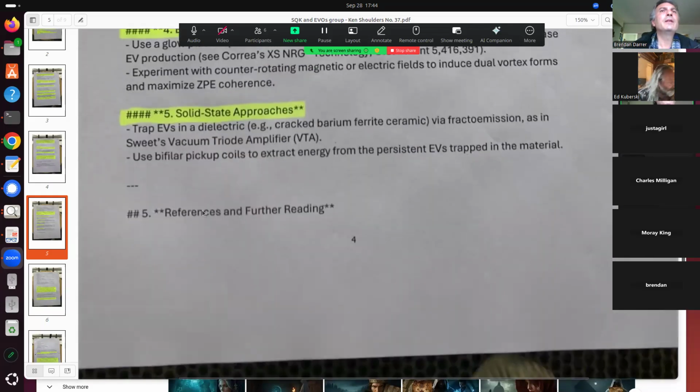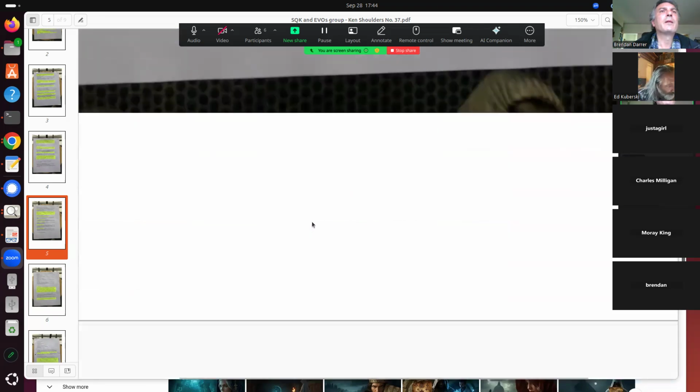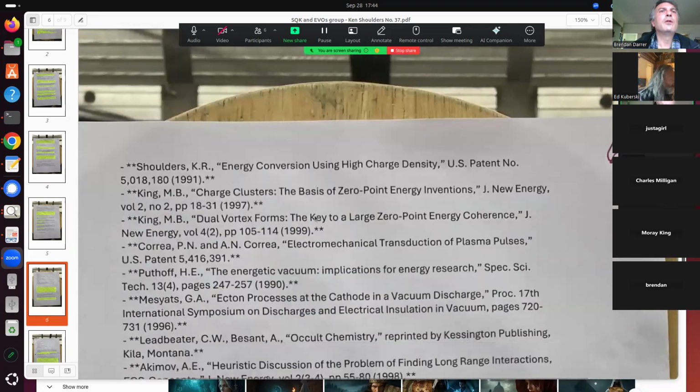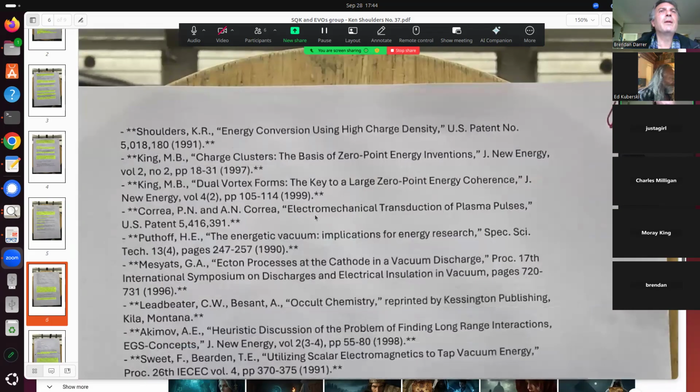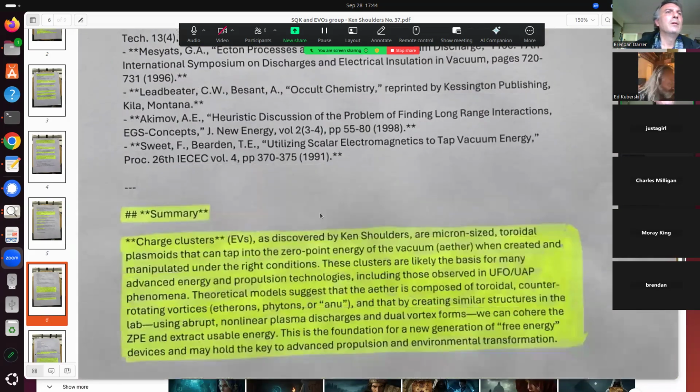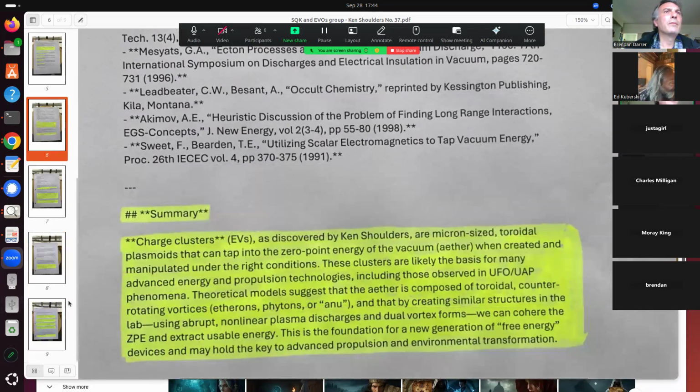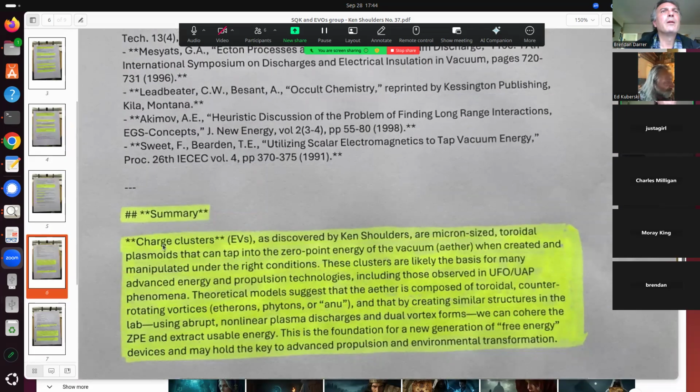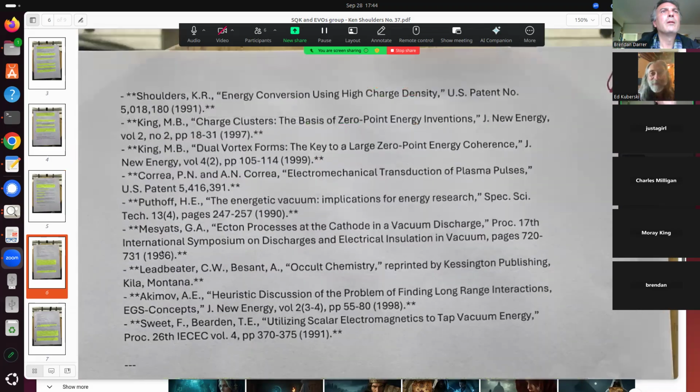Number 6, references and further reading. So, I'm going to go through these or just show them there. Yeah, no, we can just go to the summary. Thanks, Brendan. Although having said that, Moray's books are at the top. Top two are Moray's books.